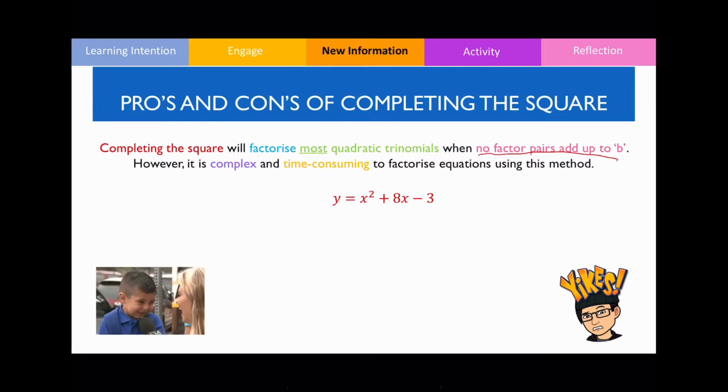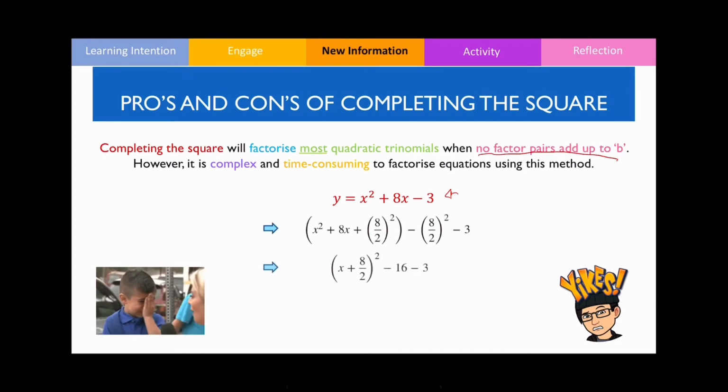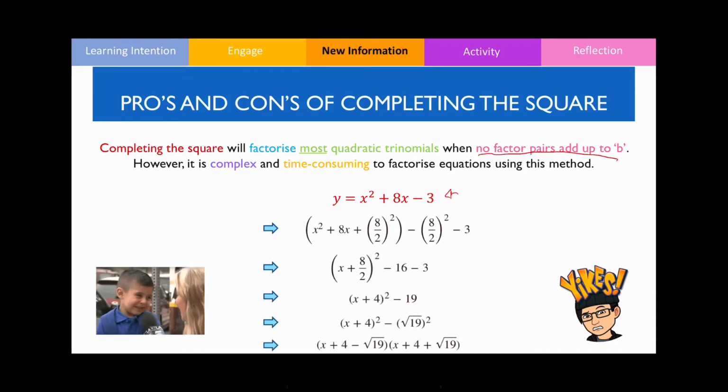However, this particular method is quite complex and very time consuming. To show you what I mean, I'm going to show you all the steps involved to factorize this particular quadratic trinomial. As you can see over here, it looks a bit whack, but it is very complex and there are a number of steps involved. The reason why many students often find this technique confusing is that completing the square generally involves using surds, but it could also involve using fractions as well. Due to these different elements, it makes this particular technique very hard.